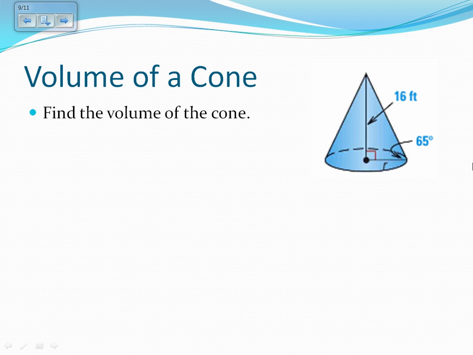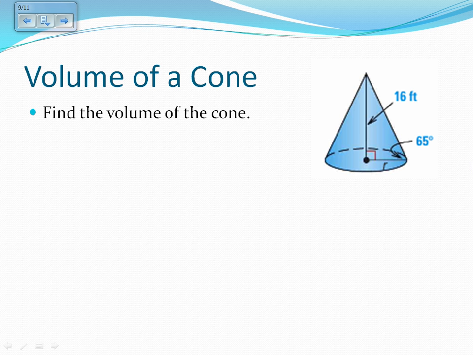Do we have the height? What is it? Do we have the radius? No. How could we find the radius, Carlos? Use a trig function. So if I look at this triangle, this is 16, and this is 65 degrees, and this is r.